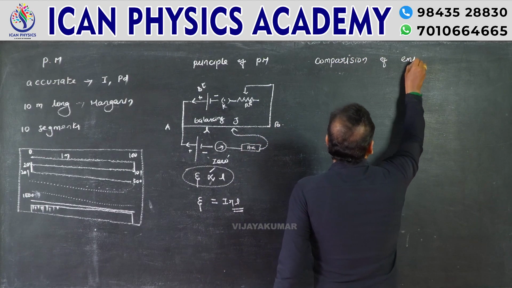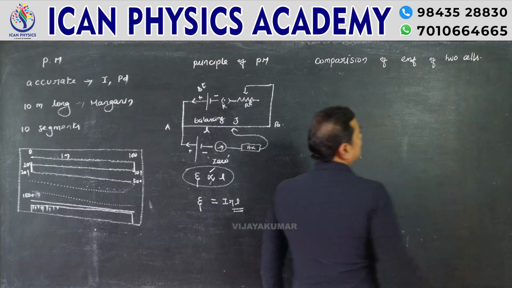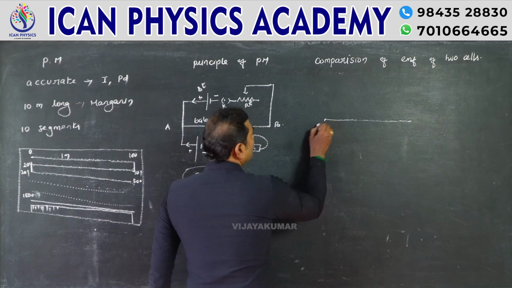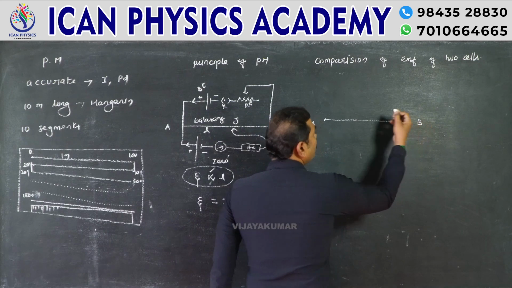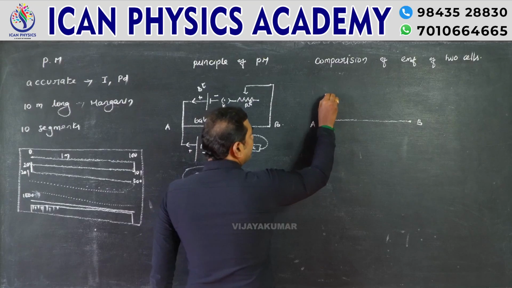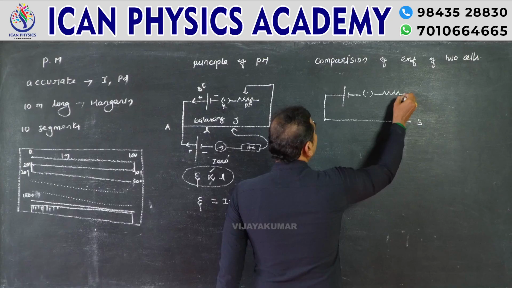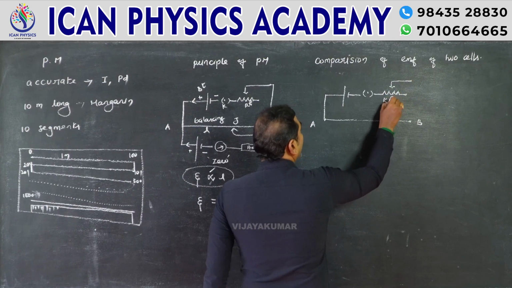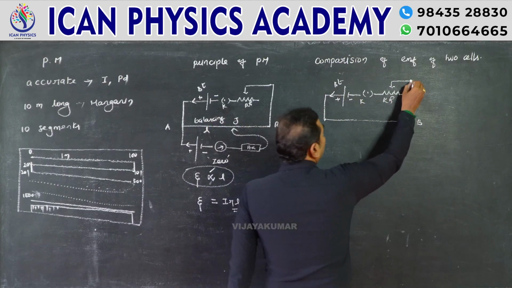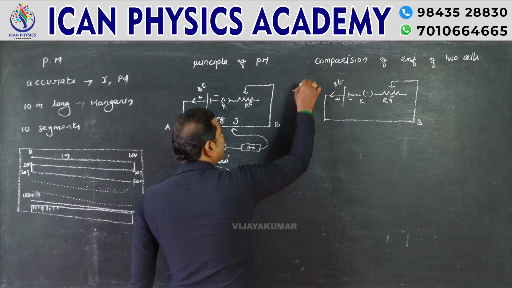Of EMF of two cells. Okay. So a straight wire, denoted by A and B, is the potentiometer. The terminal A is connected with the battery, the battery connected with the key, the key connected with the rheostat. The rheostat is connected with the terminal B, and it forms the primary circuit.